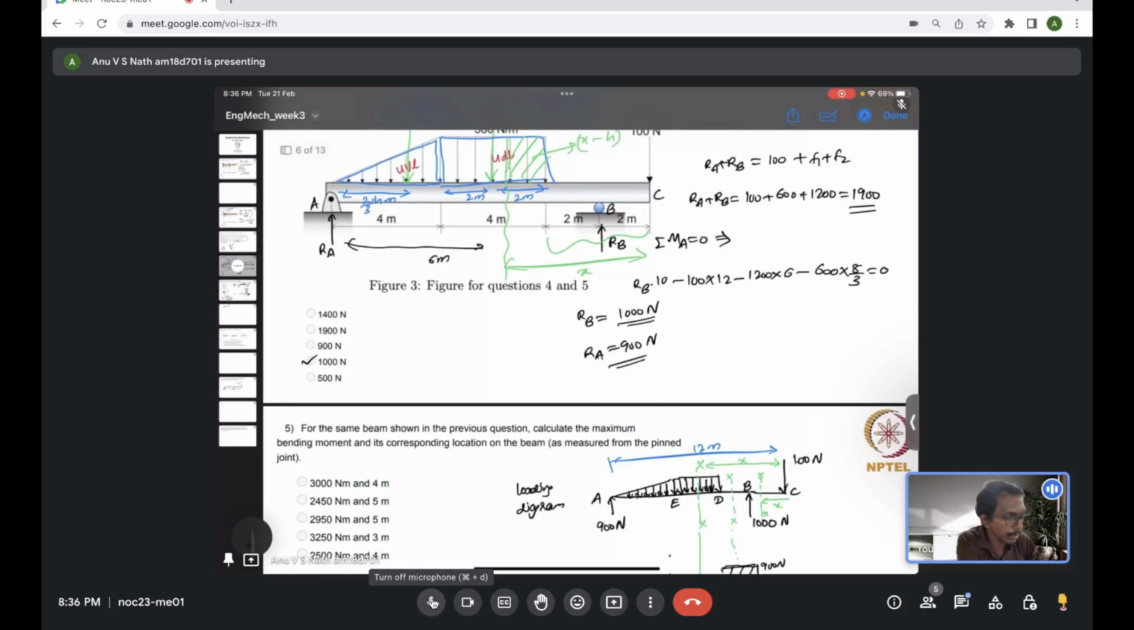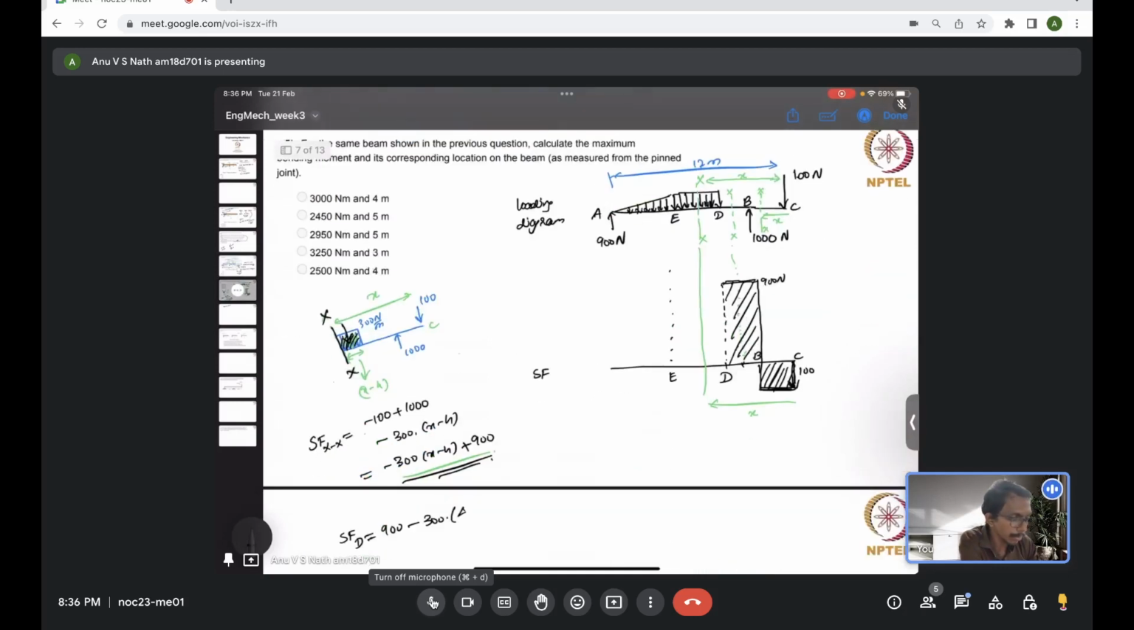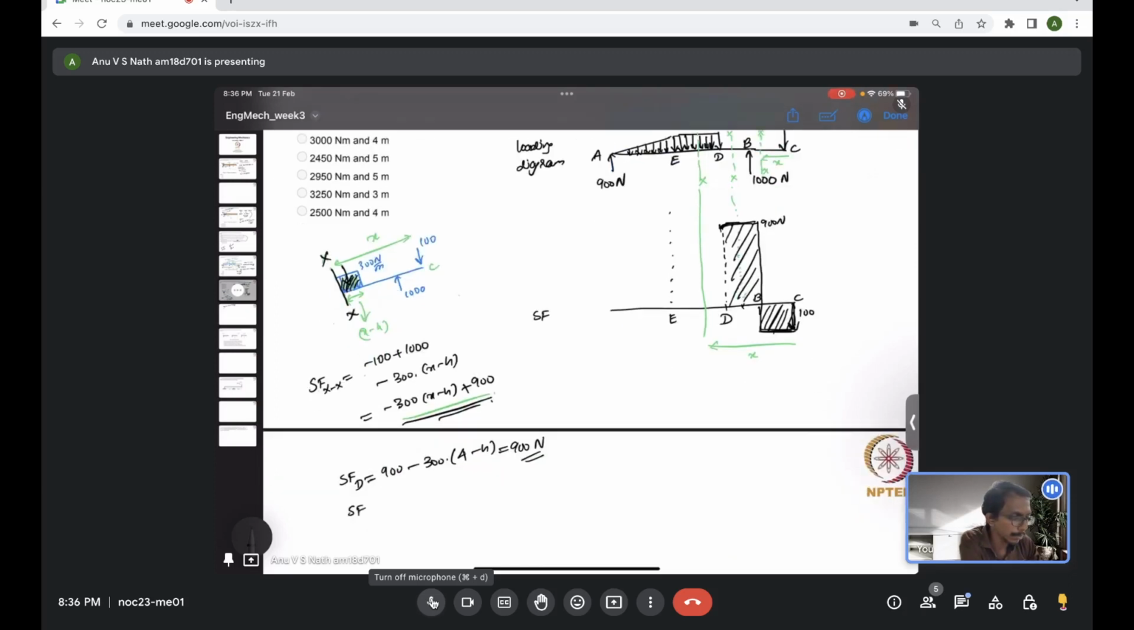So this is a location D and this is a location E. Location D from the end C is only 4 units apart. So x is actually 4. So 4 minus 4 is 0, giving 900 Newton. That we already know because we had stopped until D only, right? So at location D the shear force is 900. We already have that. Now what is shear force at location E?